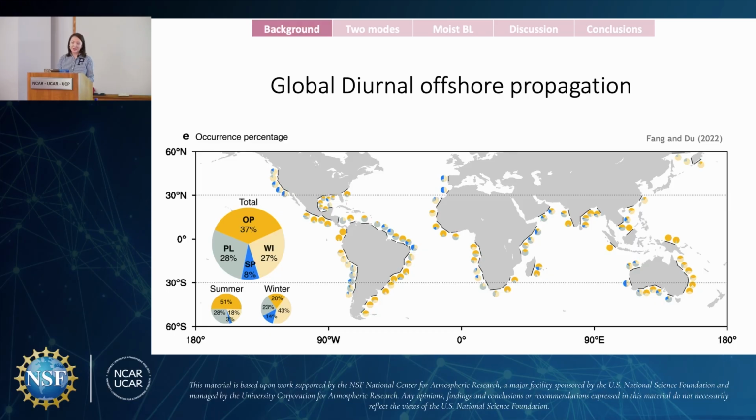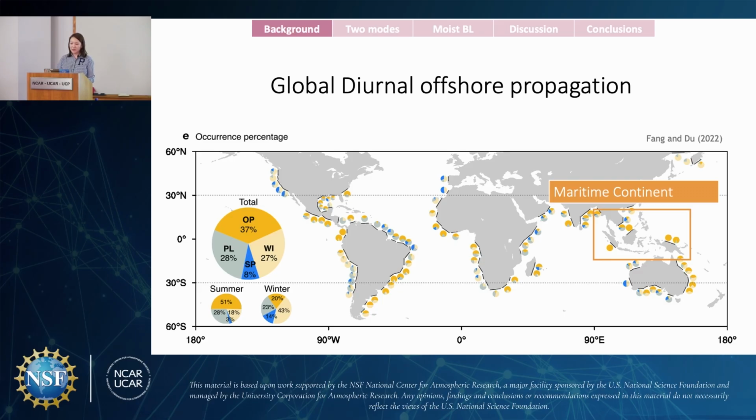Next, we go to this phenomenon called convective offshore propagation. It specifically refers to a phenomenon in the coastal regions where the convection frequently propagates offshore during the nighttime. This is a global map showing nocturnal convective offshore propagation in the diurnal cycle. And most coastal regions around the world exhibit this propagating dynamic feature. Notably, the Maritime Continent has a very strong and very stable diurnal offshore propagation.